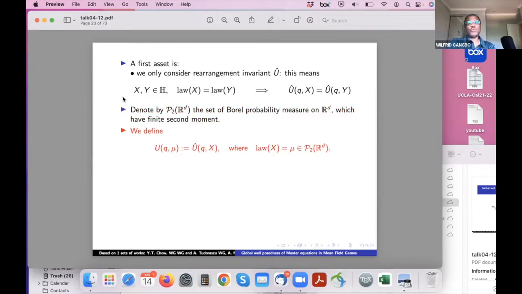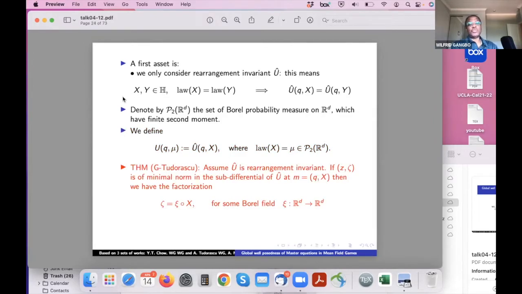So I am going to define a function on the set of probability measures using my U hat. Since U hat is rearrangement invariant, this definition is consistent. So U of Q mu is U hat of QX, where X is any random variable whose law is mu.